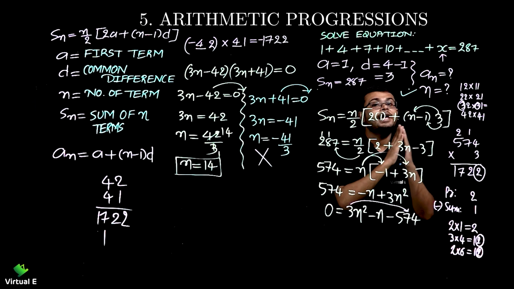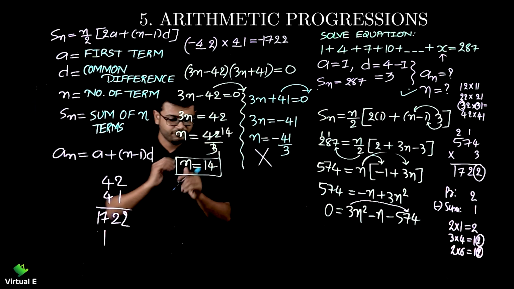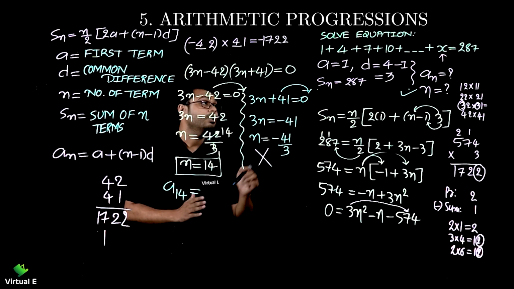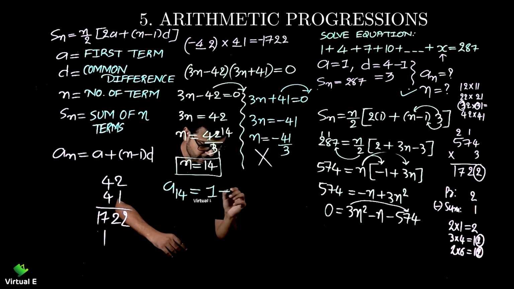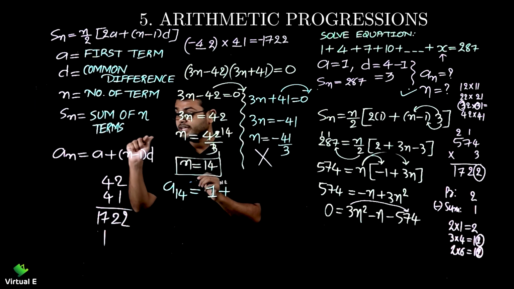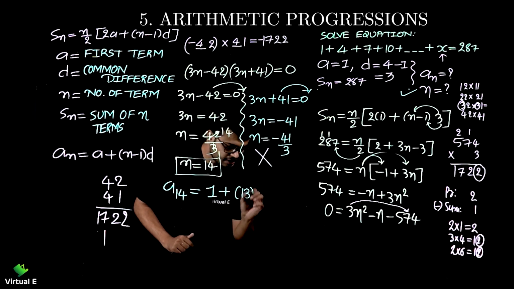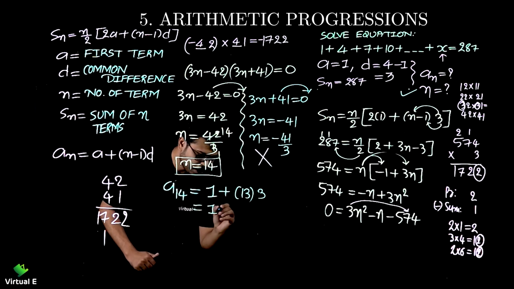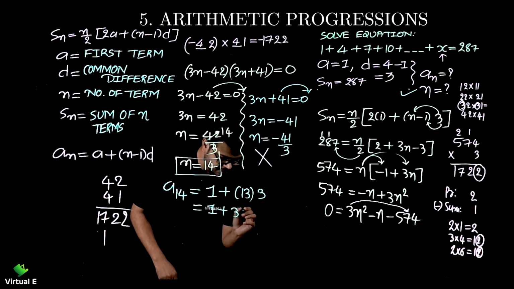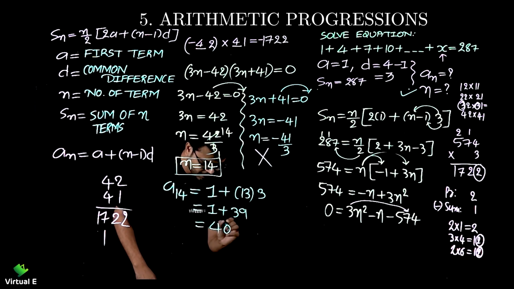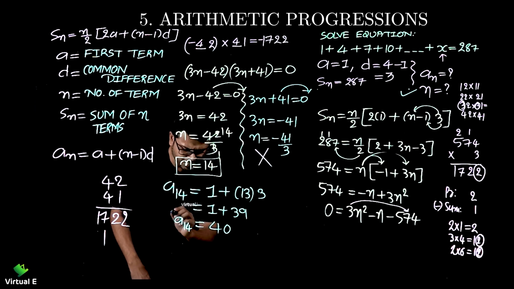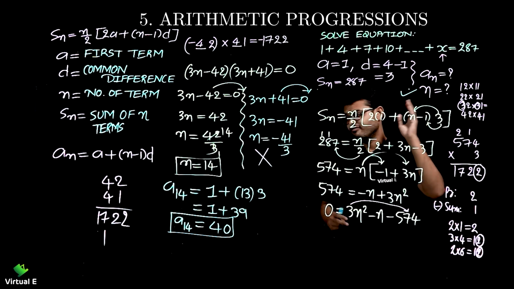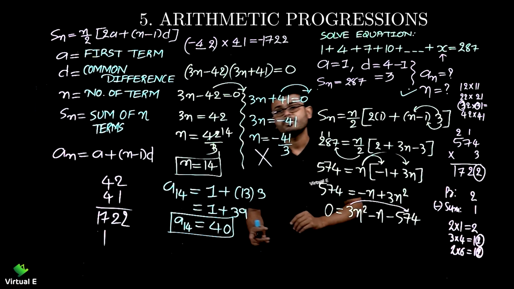Now I need to get an. So what is the value of n? 14. So I need to find a14. What is the value of a? Simple, 1. Then n minus 1, 14 minus 1, which is 13. And what's the value of d? 3. So 1 plus 13 into 3 will give you 39 plus 1, 40. So a14 value is what? 40. So what is the value of x? The value of x is 40.